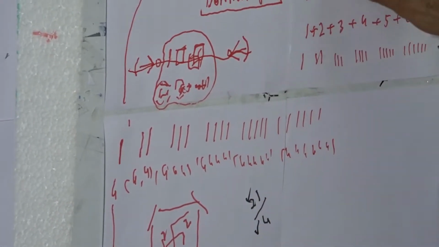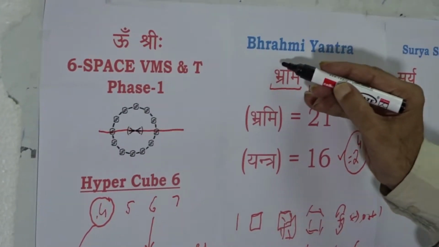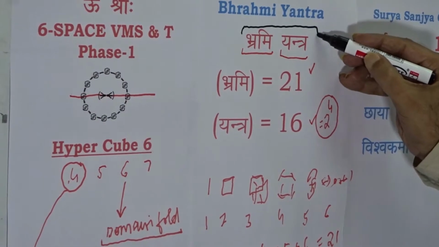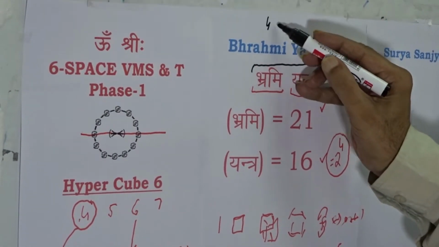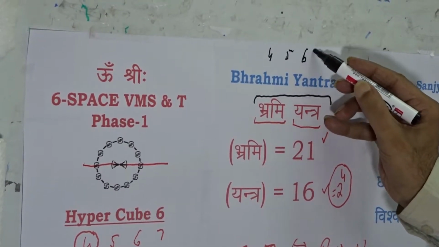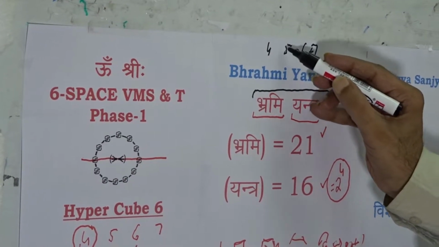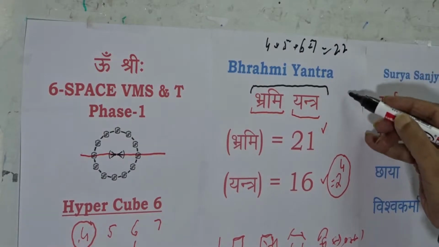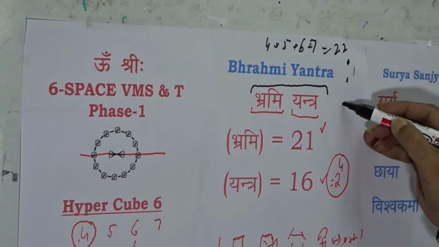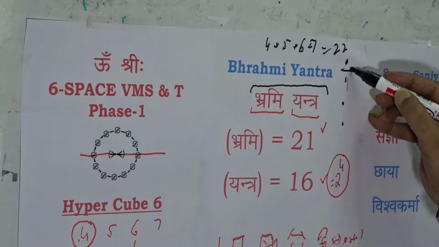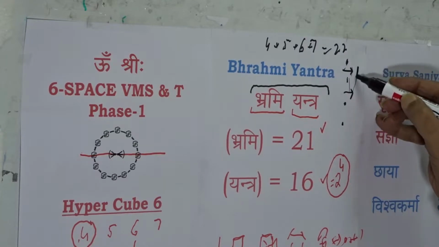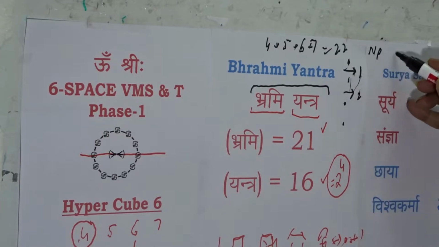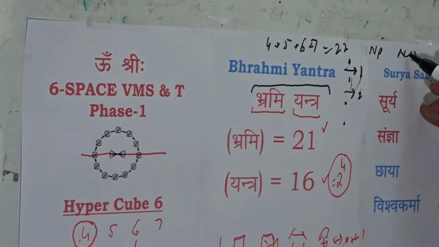It is this as a yantra. Along it we have to see the 6 space body 4, 5, 6 and 7. It is of summation value 22. We know these 22 points. When we have 22 points, then the gaps will be 21. The n points lead to a setup of n minus 1 gaps.